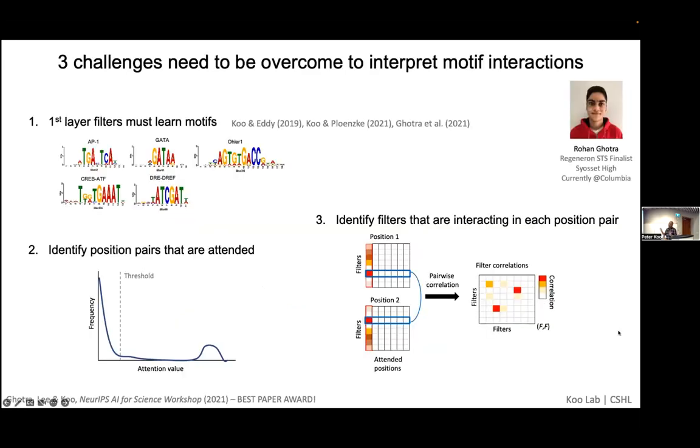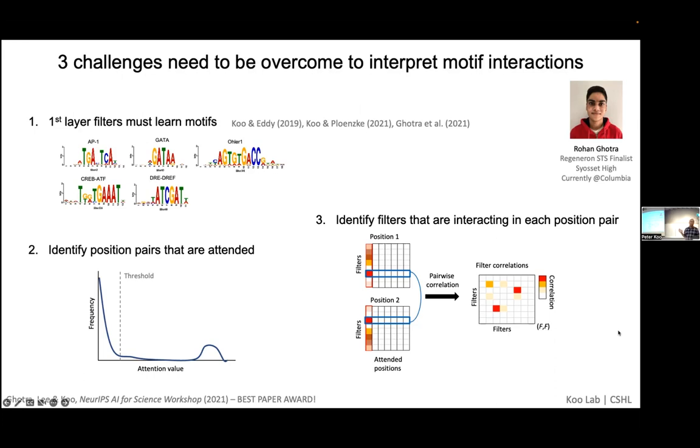Now, that architecture was just an argument. Who knows whether they're actually learning what we're hoping they learn? But in order to extract the motif interactions from that convolutional attention matrix, we need to satisfy three challenges. The first challenge is that the first layer must actually learn motifs in the first place. This has been addressed by several papers from my lab over the years, so making first convolutional layer filters learn strong motif representations is something that can be done. The second challenge is, given that attention matrix, we need to identify which position pairs are actually active or being attended to. What we do here is plot a histogram of the attention values and set some arbitrary threshold.